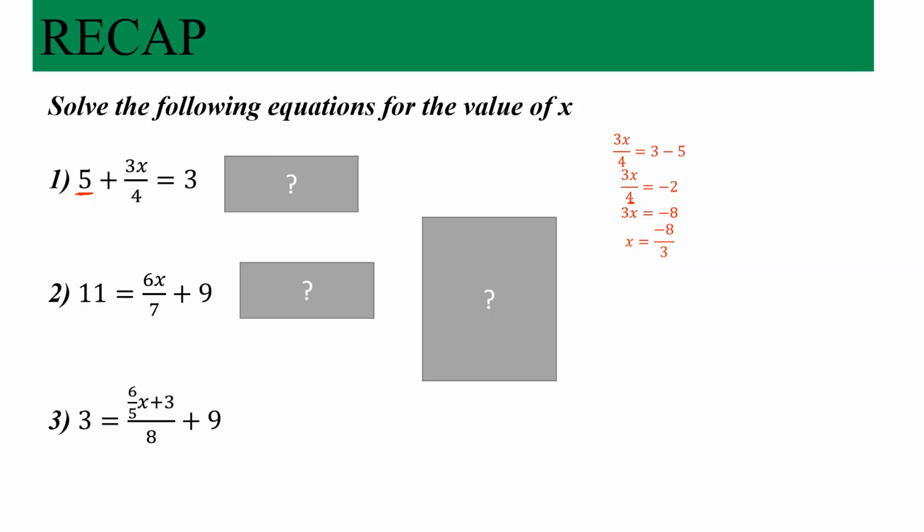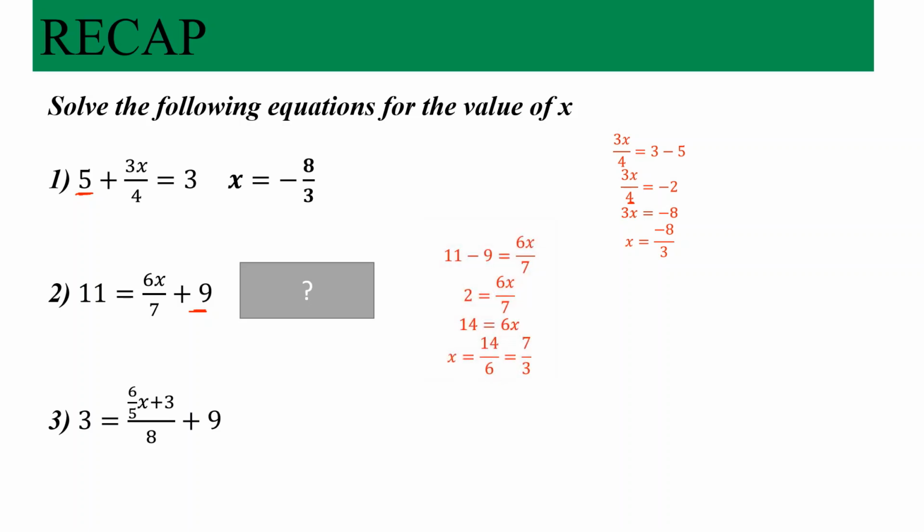Now for question number 2, same rules apply. We need to get rid of that positive 9. We need to get it on the left-hand side. So in order to do that, it would become 11 minus 9 is equal to 6x over 7. Then that simplifies down to 2 is equal to 6x over 7. Get rid of the denominator of 7 by multiplying by 7, so it becomes 14 is equal to 6x. Then x is therefore equal to 14 over 6, or simplified, 7 over 3.